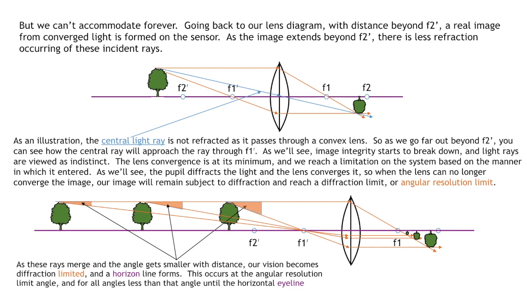As these rays merge and the angle gets smaller with distance, our vision becomes diffraction limited and a horizon line forms. This occurs at an angular resolution limit angle, which we will discuss, and for all angles less than that angle until the horizontal eye line, a theoretical zero angle would be produced. So anything at that particular point where the light rays are so merged together or so close to one another that you cannot resolve them, that angle plus any angle less than it up to the 0 degree point of our eye line is not visible.